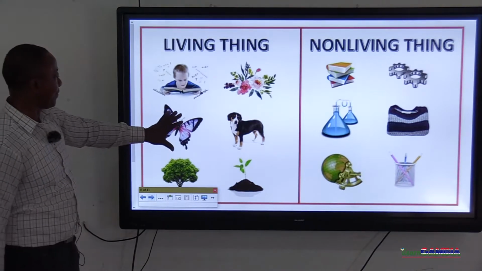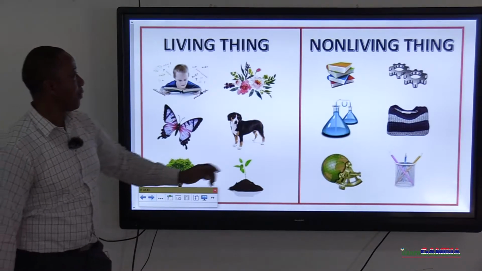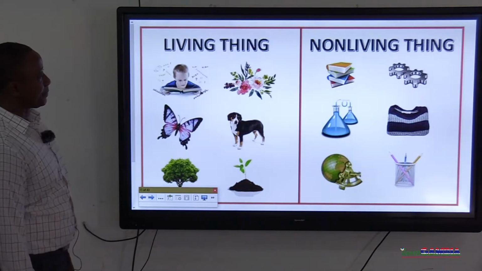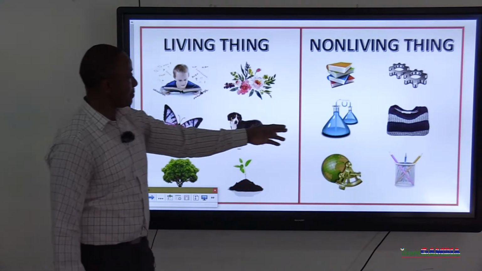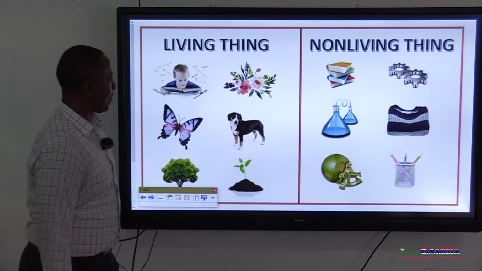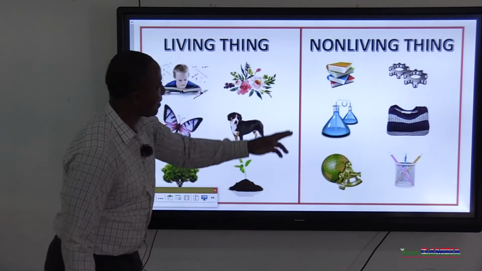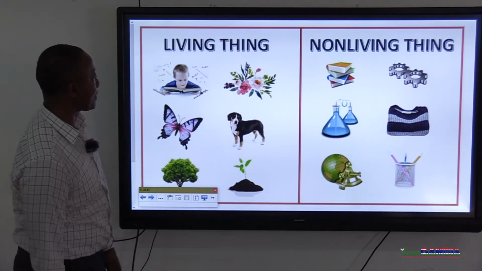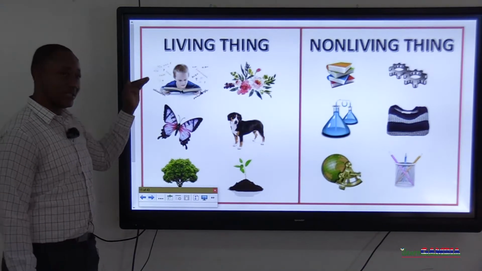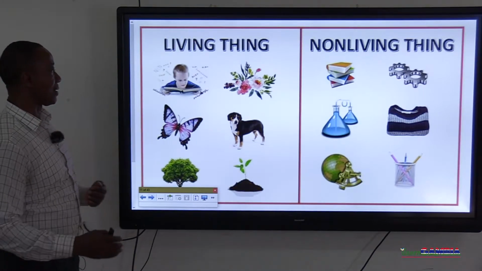So we classify or we group them under living things. On the other hand, if we look at the picture on the right of the board, the books, the beakers, the picture of the globe, the pencils in the container, the dress, and the gears, they also have something in common, which is different from what these ones have in common. So this is one way we can sort things out.